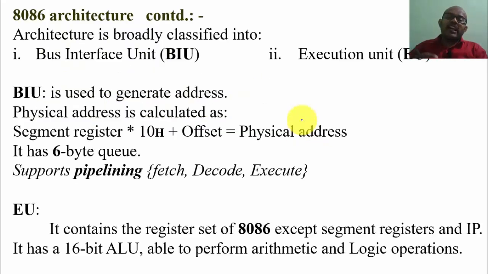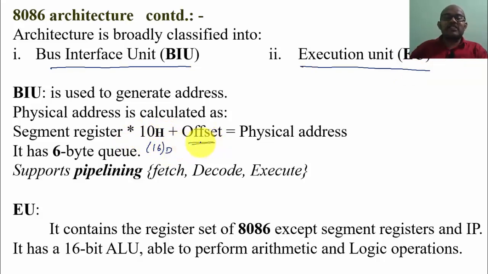Now, if I am broadly classifying the architecture, I can classify it into bus interface unit and execution unit. What is the use of the bus interface unit? It is used to generate addresses. The physical address is calculated as segment register multiplied by 10 in hexadecimal or 16 in decimal, plus offset, which gives the physical address. It supports a 6 byte queue and it supports pipelining, that is fetch, decode, execute.